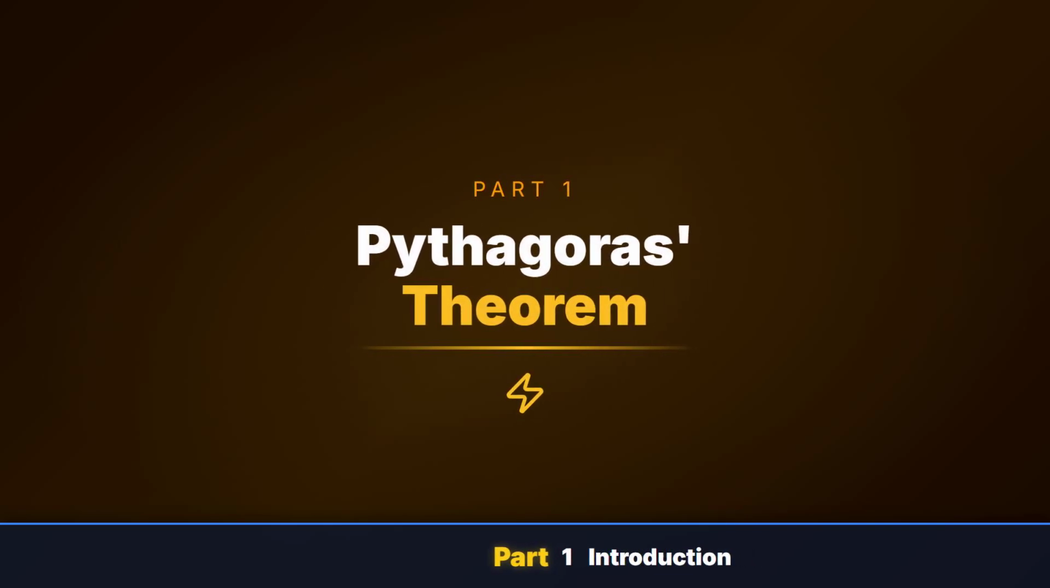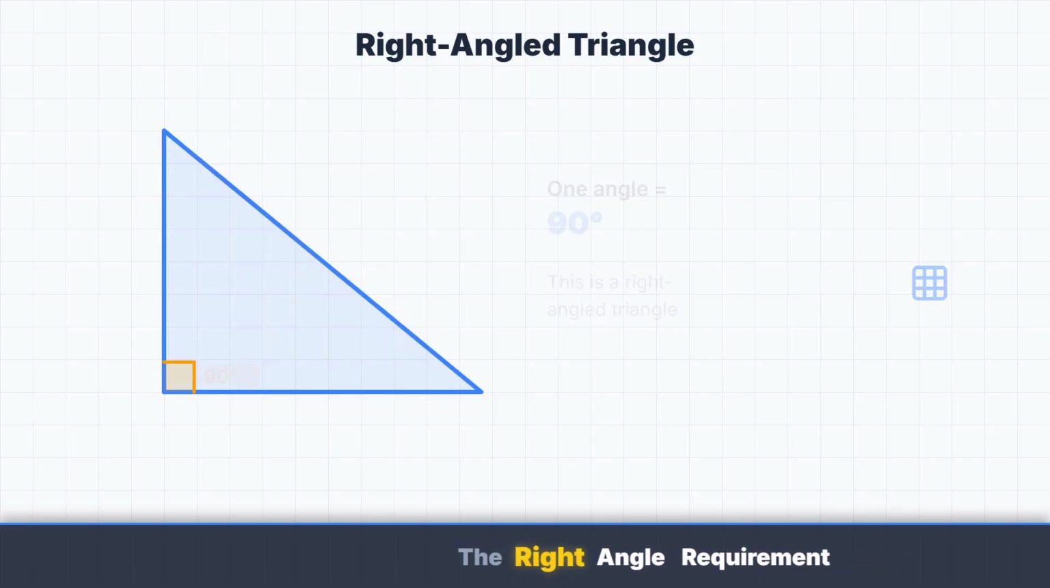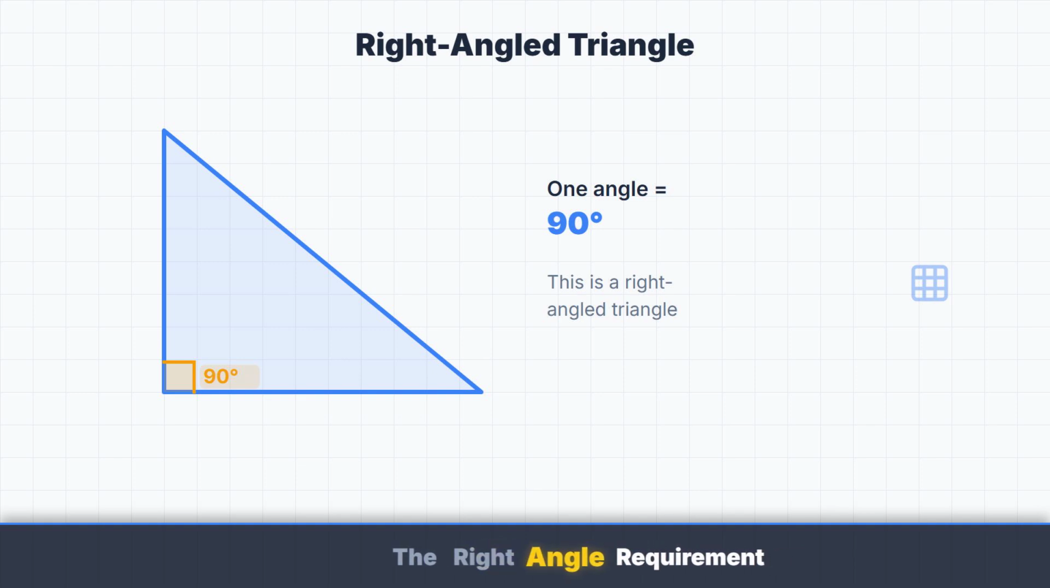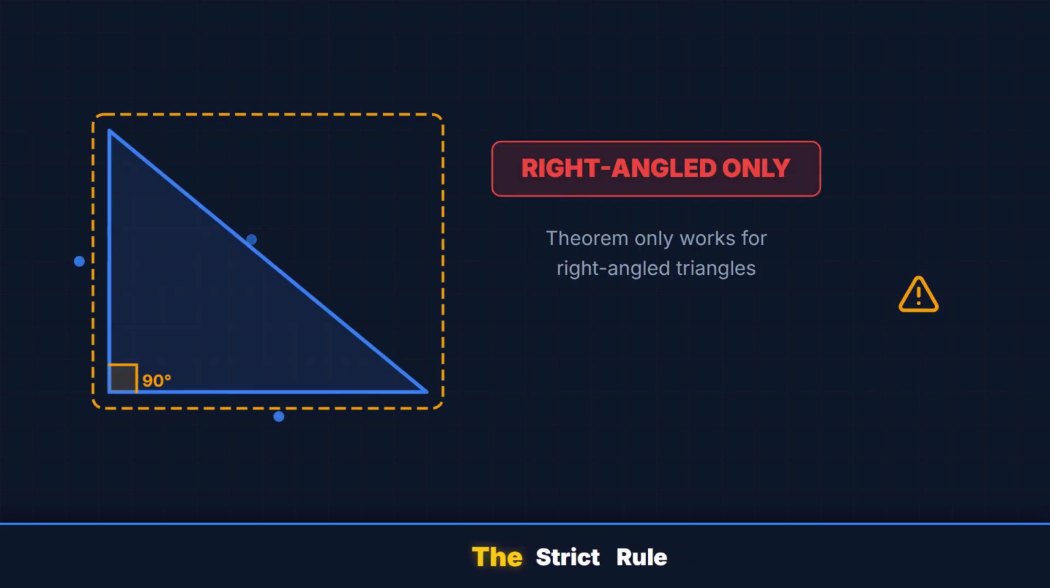Part 1, Pythagoras Theorem. Let's begin with one of the most famous mathematical theorems. Imagine you have a triangle that has one angle exactly equal to 90 degrees. This is called a right-angled triangle. The theorem only works for right-angled triangles.